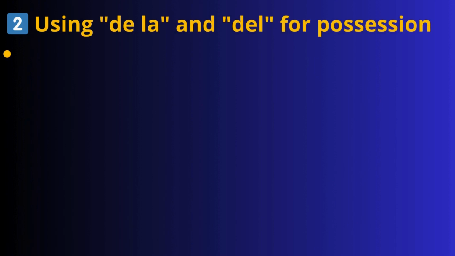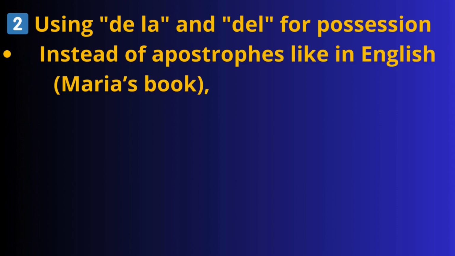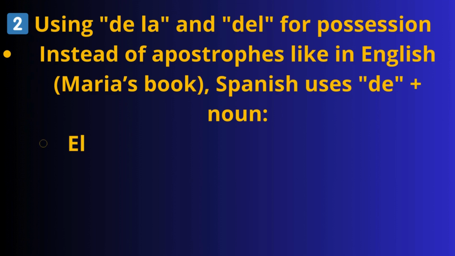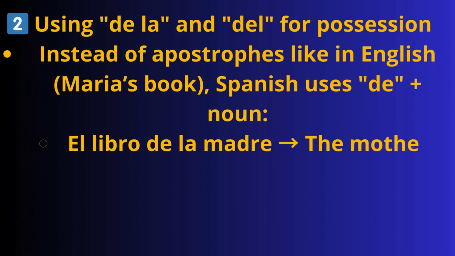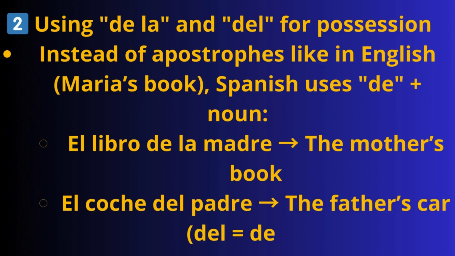Using de la and del for possession. Instead of apostrophes like in English, Maria's book, Spanish uses de plus noun. El libro de la madre, the mother's book. El coche del padre, the father's car.